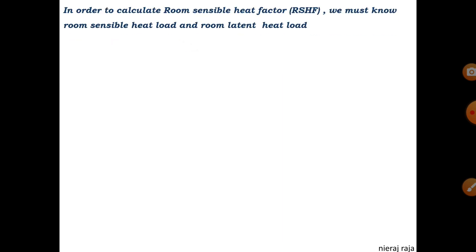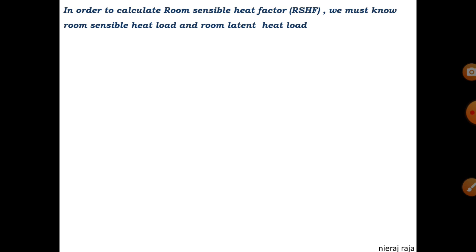Now, in every problem, the first task is to find the room sensible heat factor, RSHF, which we represent on the psychrometric chart. In this problem also we will first calculate RSHF, and to calculate it we must know the room sensible heat gain and the room latent heat gain. In earlier problems the values were given directly. RSH was 50 kilowatt, RLH was 15-20 kilowatt. You added them to get the total heat, and by using the formula you calculated the RSHF.